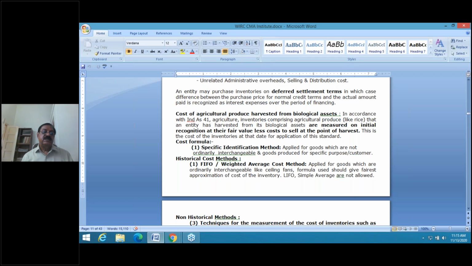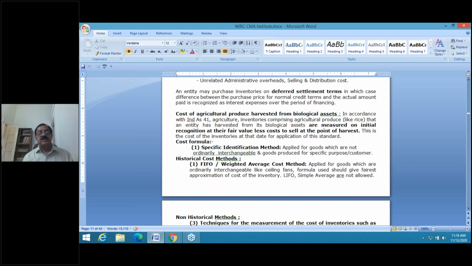In accordance with Ind AS 41, agriculture inventories comprising agricultural produce like rice, bajra, millet, etc., that an entity has harvested from its biological assets are measured on initial recognition at the fair value less cost to sell at the point of harvest. This is the cost of the inventories at that date for application of these standards. So no cost or NRV, only fair value less cost to sell.